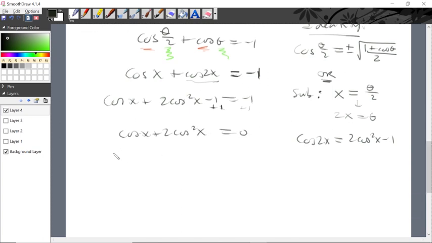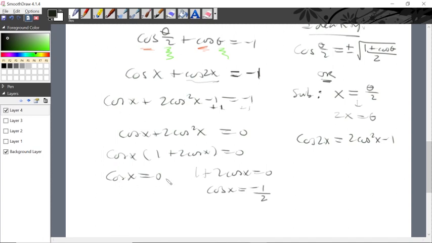Now I'm going to use factoring strategy. Take out cosine x. So we have cosine x times 1 plus 2 cosine x equals 0. So either the cosine of x equals 0, or 1 plus 2 cosine x equals 0, which means cosine x is equal to negative 1 divided by 2.